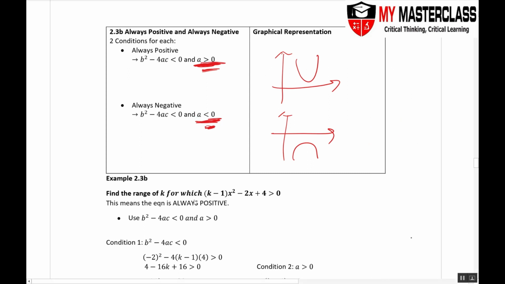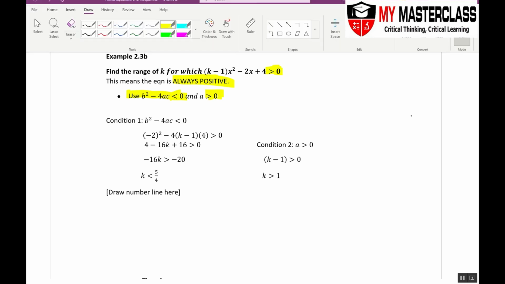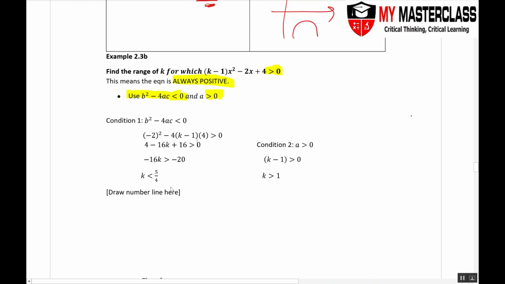Okay, so let's take a look at an example to have a better understanding of this. Find the range of k for which this is more than 0. So more than 0 means what? If I write more than 0 here, it means it's always positive. So apply what we just learned. Your b squared minus 4ac must be less than 0 and a must be more than 0. So let's put these two conditions into practice.